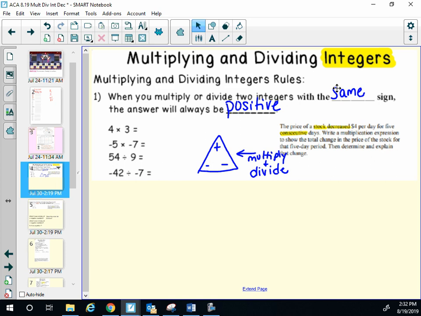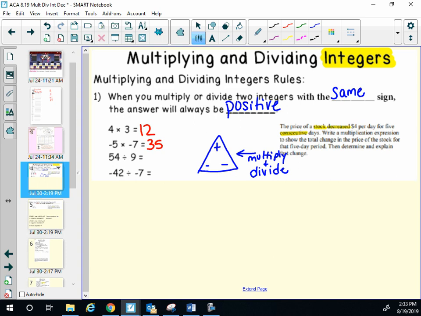So the first one we could probably do very easily. We learned this when we were in elementary school. 4 times 3? Which is 12. Two positive numbers, and I got a positive answer. Back then, we didn't even know they were positive or negative. We just knew it was 4 times 3. Here, -5 times -7. The way you use this triangle is if you say -5 times -7, a negative times a negative gives you a positive. So that's going to be positive what? 35.